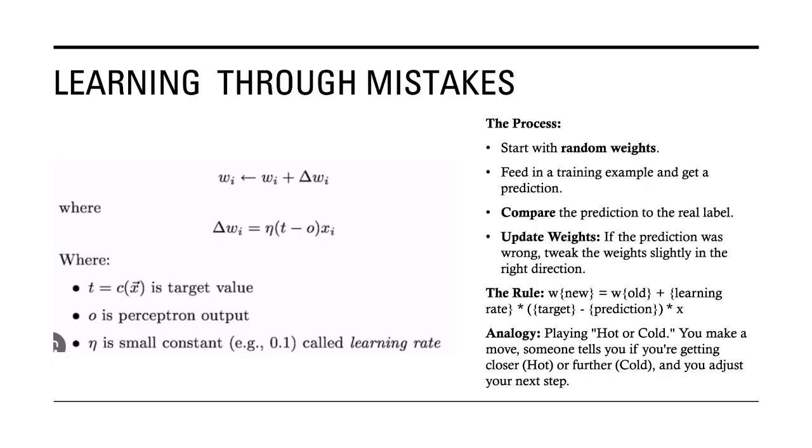So the formula is basically: the new weight is the old weight plus the learning rate times the target, or the actual class, minus the predicted class, times the input. This is the basic formula of learning.